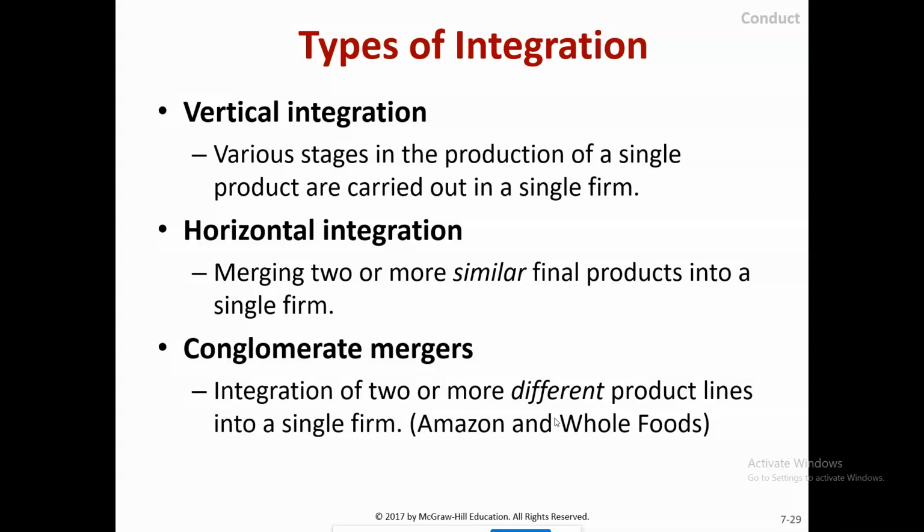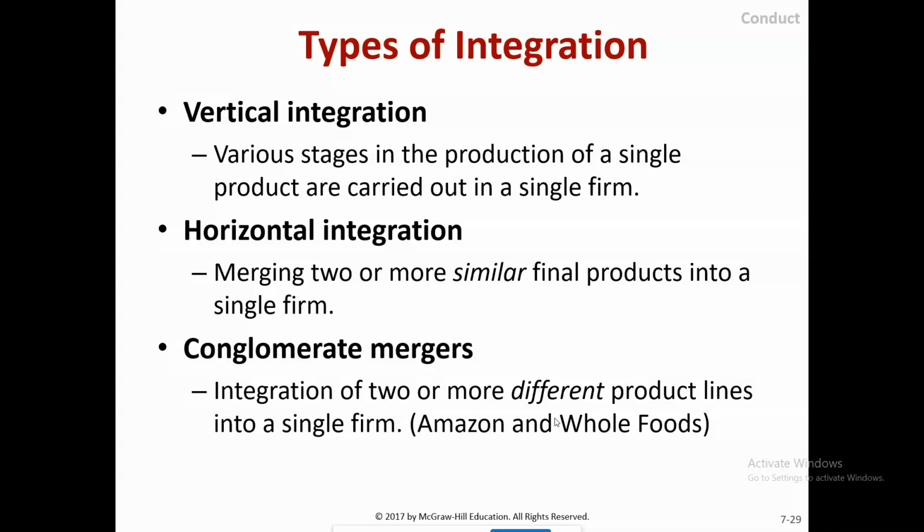Horizontal integration refers to the merger of two or more similar final products into a single firm. For example, the wave of consolidation in the U.S. airline market among legacy airlines after 2000. Delta and Northwest Airlines merged in 2008, followed by United and Continental Airlines, and lastly by American Airlines and US Airways in 2015.